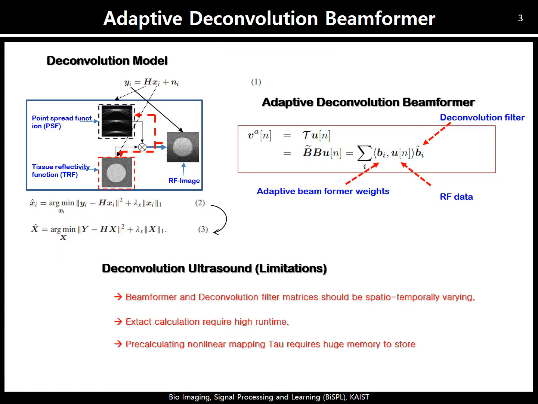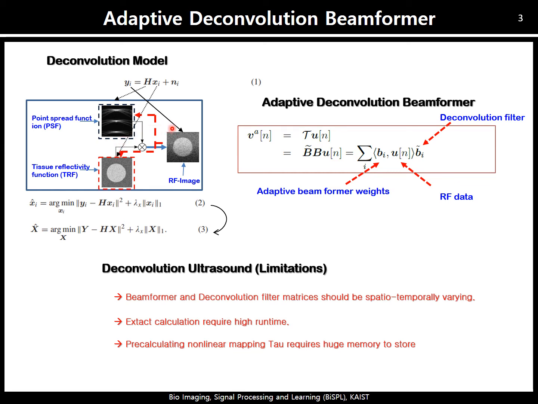To address the aforementioned issue, compressive deconvolution ultrasound provides a reasonable solution by solving the blur function from the limited acquisition scenario. However, it has its own downsides such as high computational costs and the problem of accurate estimation of the point spread function. According to the deconvolution model as shown here, the RF image can be represented as a convolution between the point spread function and the tissue reflectivity function.